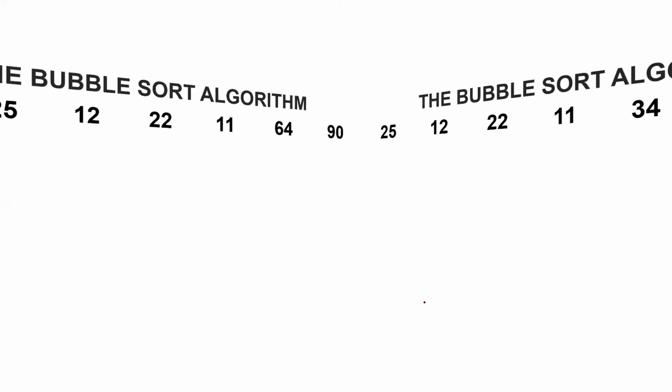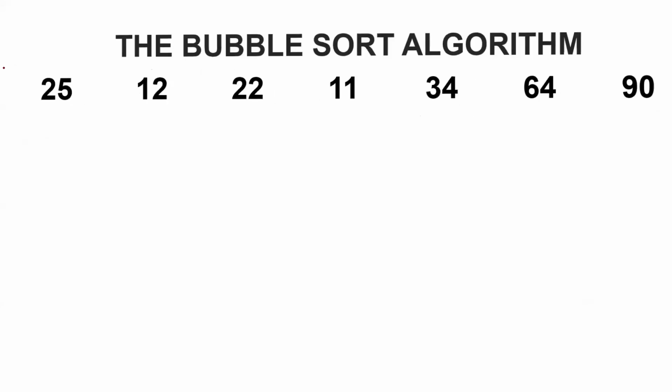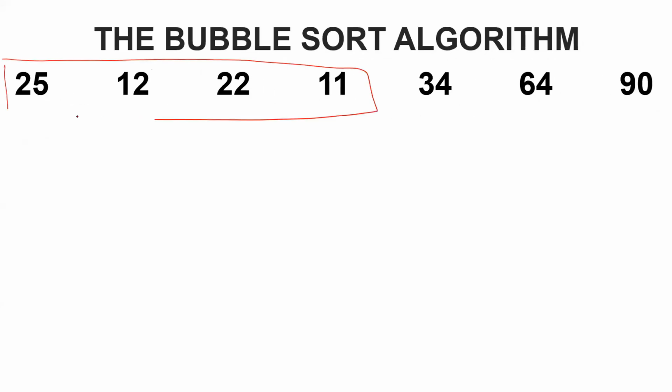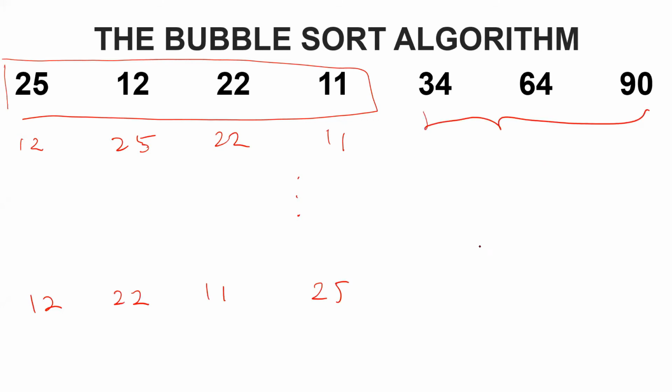I'll move on to the third cycle, focusing on the numbers 25, 12, 22, and 11 only. 34, 64, and 90 have already been sorted. So just sorting 25, 12, yeah, 12, 25, 22, 11. And if you do the sort correctly, you will end up with 12, 22, 11, 25. And the three numbers at the back will just follow through to be 34, 64, and 90.